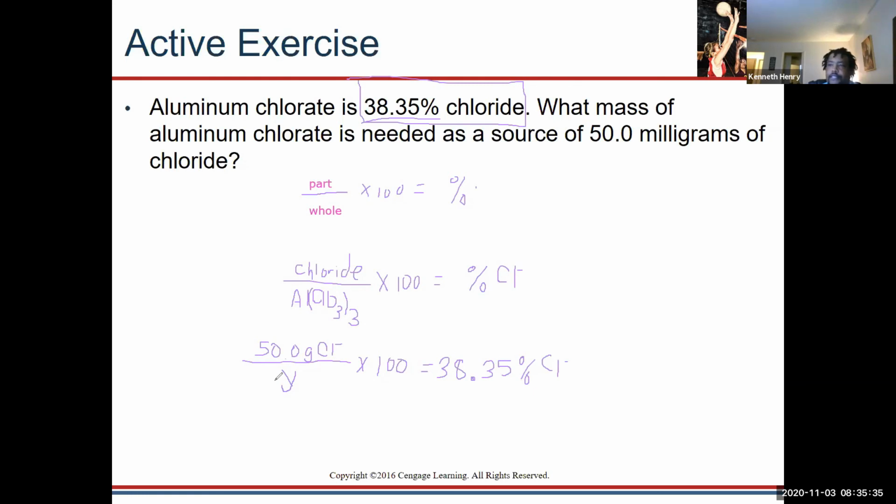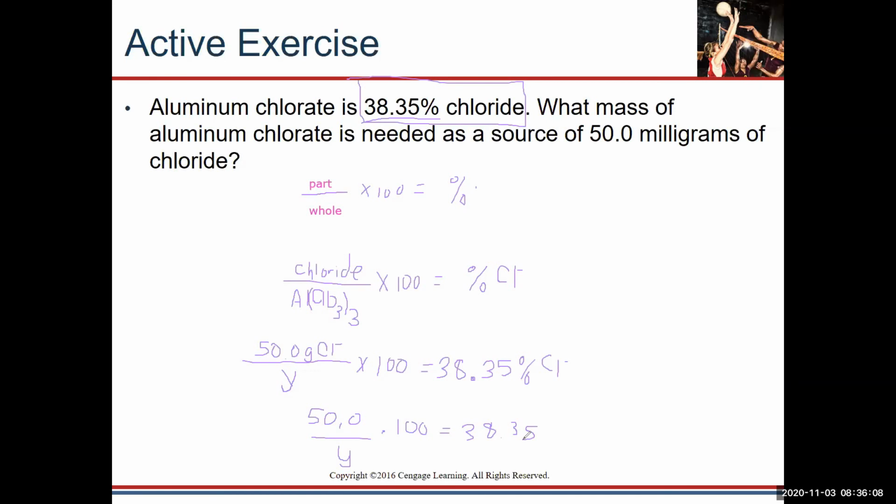How do I do it in algebra? So if we just put the numbers here, we have 50.0 over Y times 100 equals 38. How would I solve for Y? Get Y by itself. So how do I do that? Divide each side by 100 and multiply each side by 1 over 50.